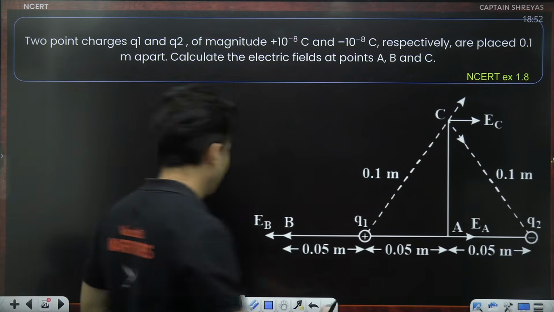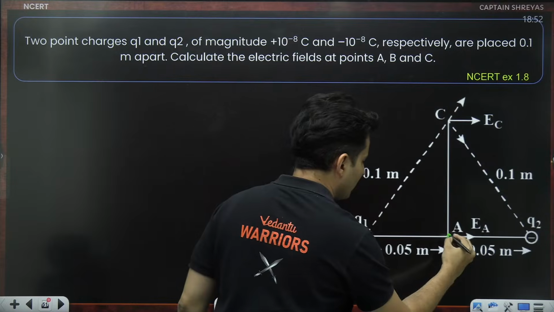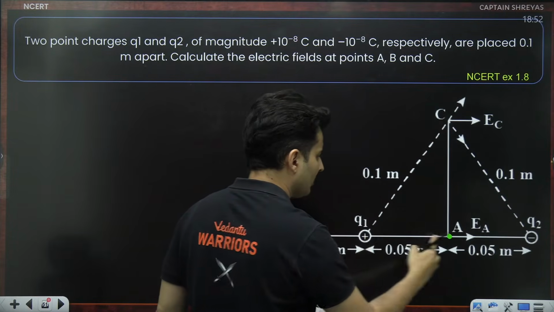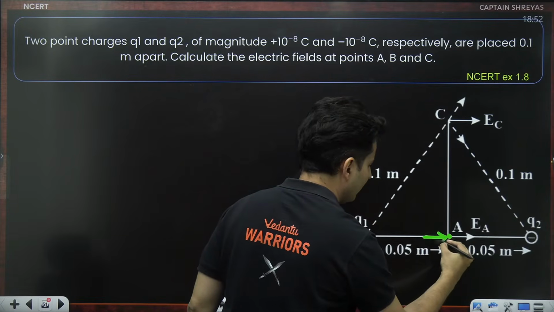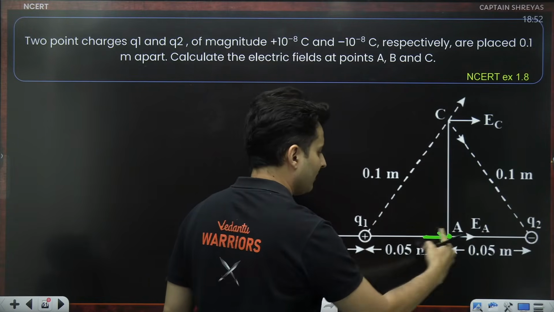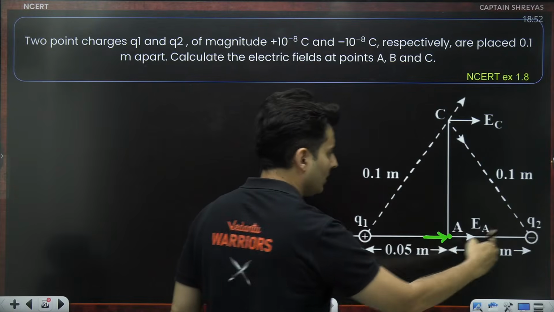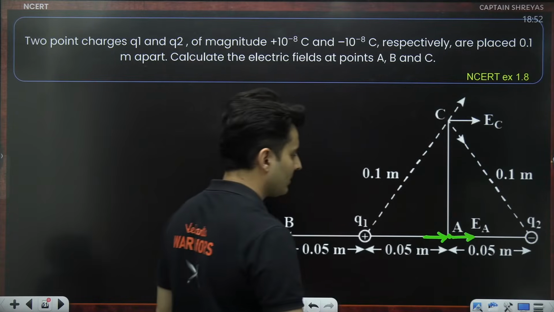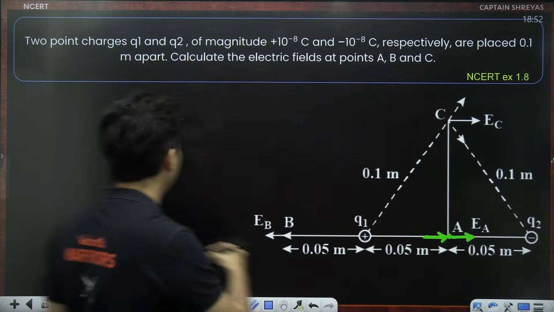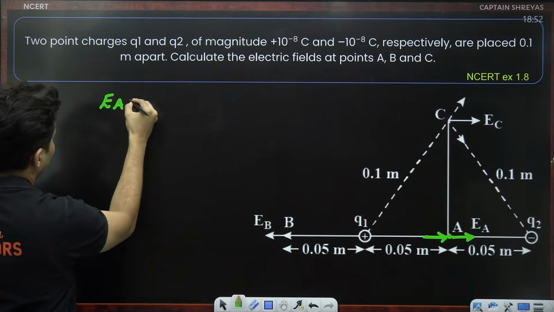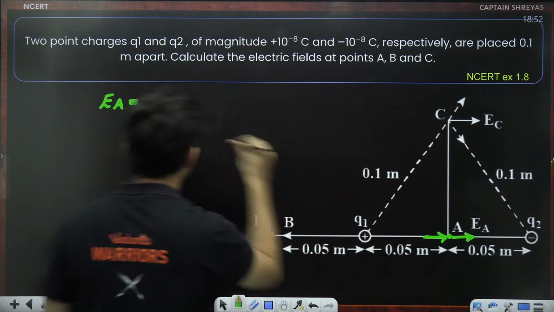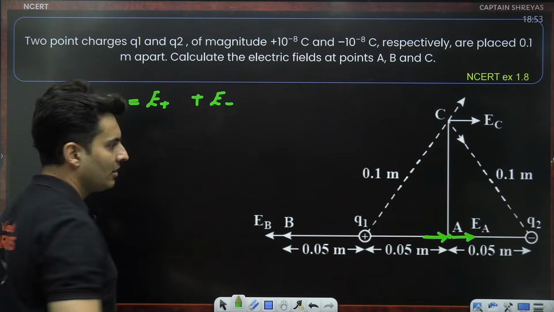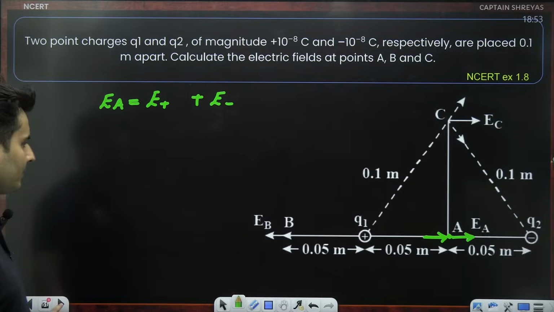First, if you talk about this particular point A, this positive charge will give a repulsive field in this direction, radially outward. This negative charge will give an inward field like this. So the resultant field at point A will be the field due to the positive charge plus the field due to the negative charge. Everybody till this point clear?